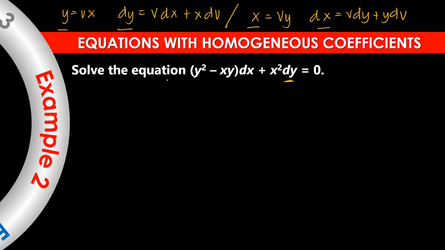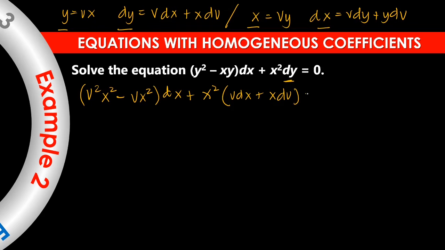I replace y with vx, so y squared will become v squared times x squared, minus x times y. Again, you replace y with vx, so vx times another x, so vx squared, and then I enclose them in parentheses and multiply them by dx. Plus, here I have x squared, and I will replace the dy with v dx plus x dv, and then equal to 0.